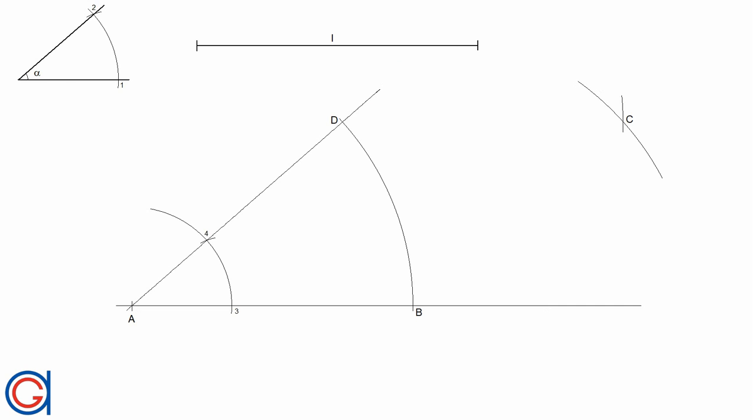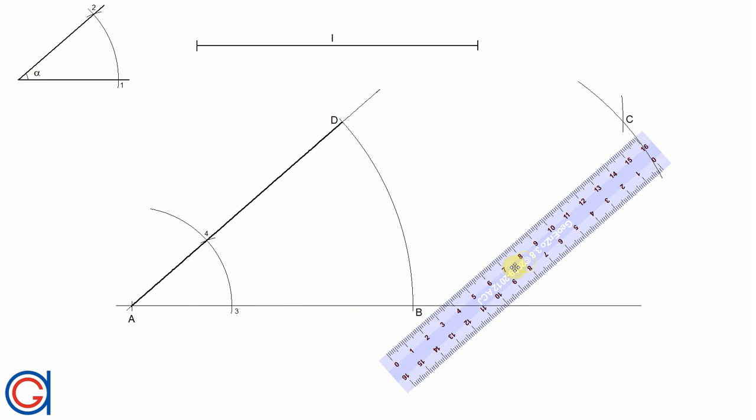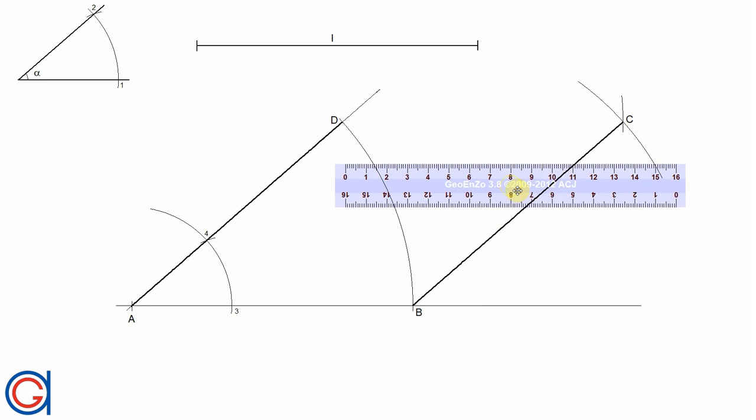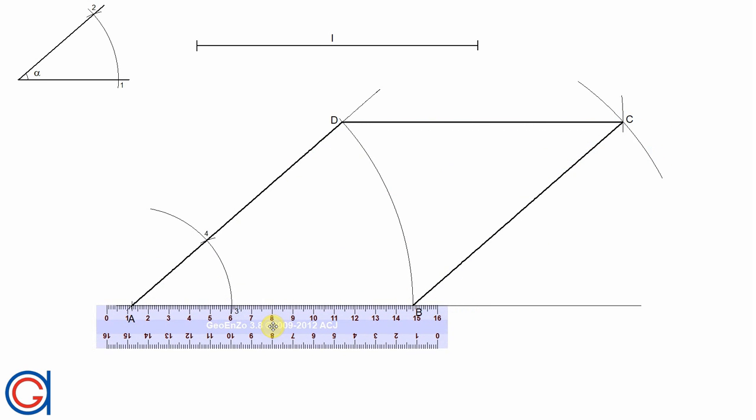So finally now, with a thicker line and a ruler, we will join the vertices A to D. B to C, which is parallel. And finally, the last two sides. D to C. And A to B.